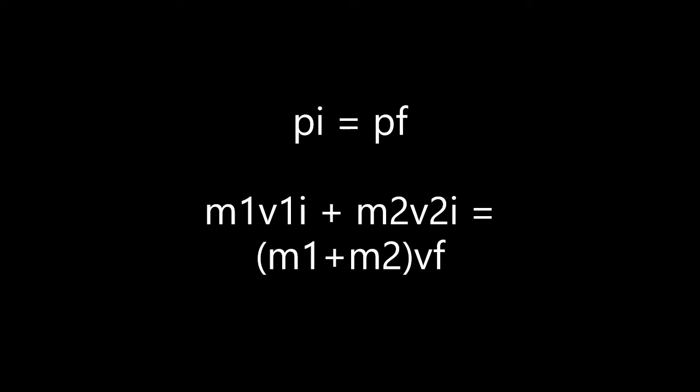So initially we have m1v1i plus m2v2i. These are the momenta contributed by both glider 1 and 2. It is equal to m1 plus m2 multiplied by vf, which is the final velocity. In this case, the final velocity will be the same for both gliders because they are moving together at the same velocity and are attached to one another in order to create a perfectly inelastic collision.